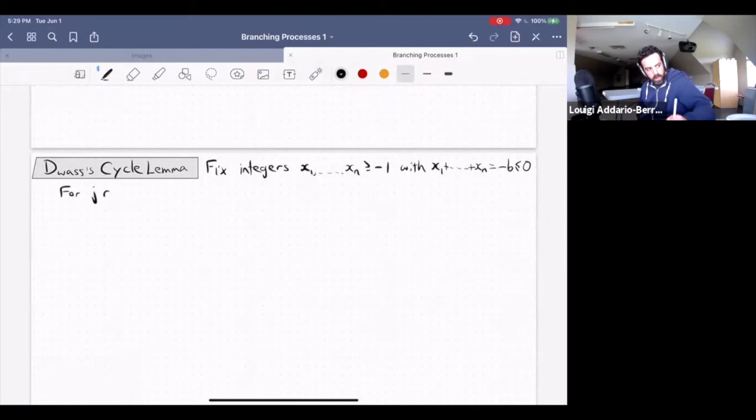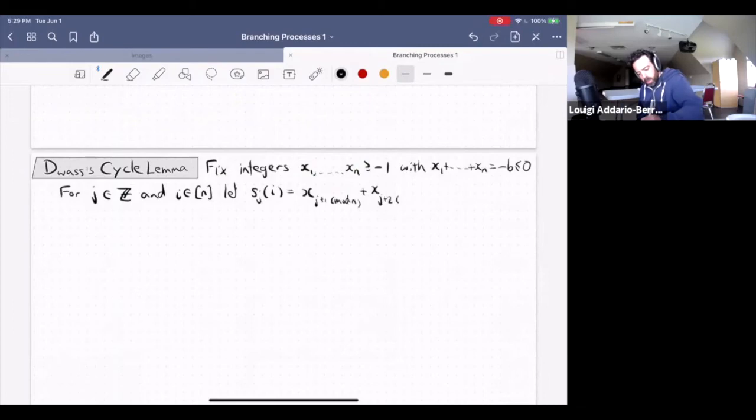Then I'm going to look at the sequence of partial sums of these random variables, but with this sequence cyclically shifted to start at index j rather than at index zero. Okay, so I'll let S_j,i be x_{j+1 mod n} plus x_{j+2 mod n} all the way up to x_{j+i mod n}. Okay, so we're just starting the sum off after x_j. And when we get to the end, we continue summing from the start.